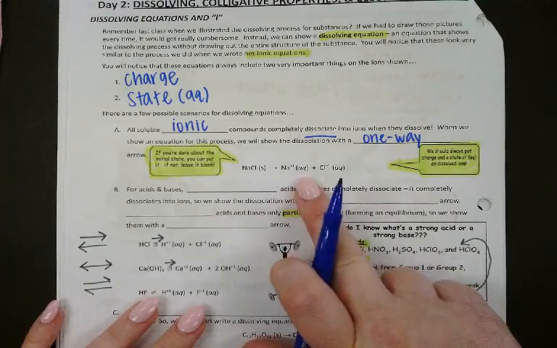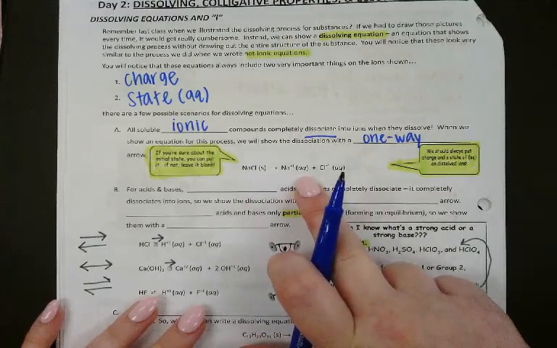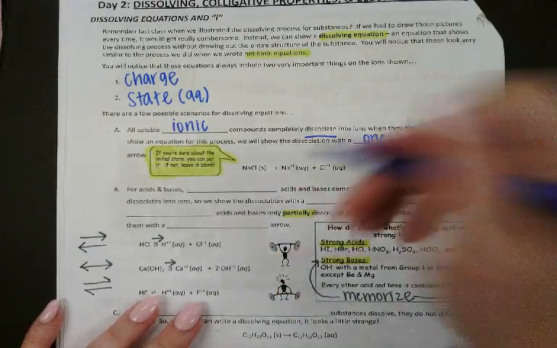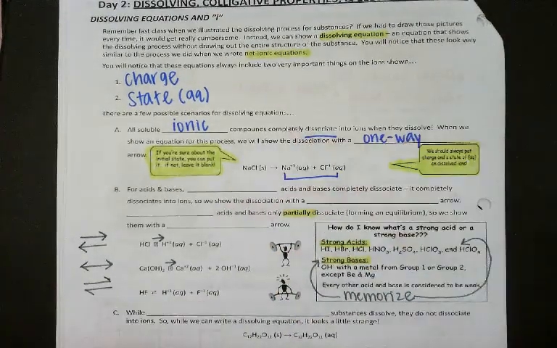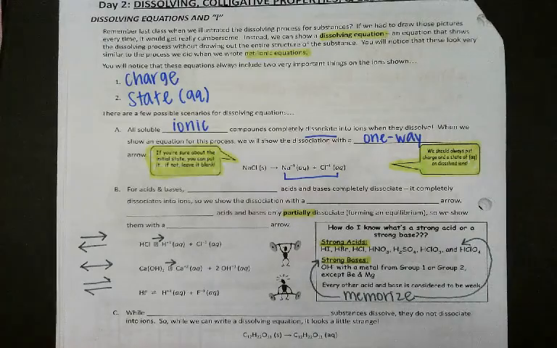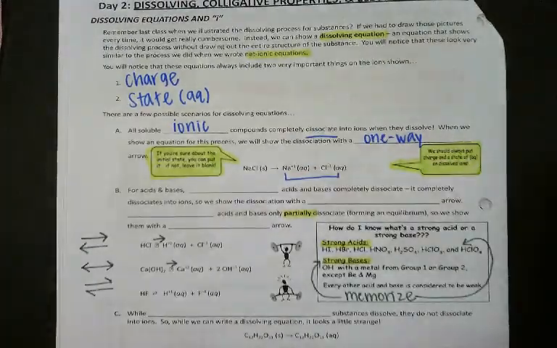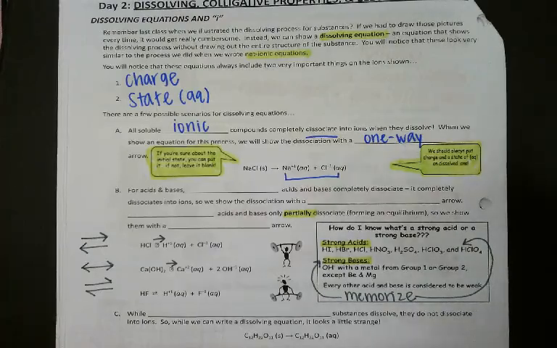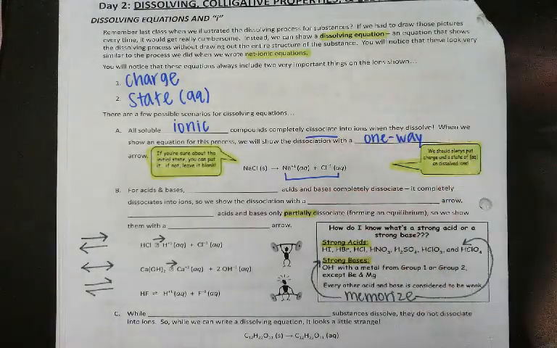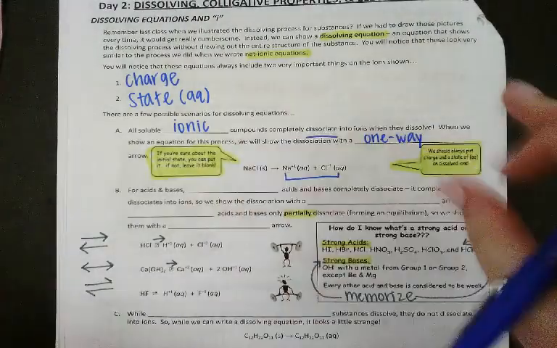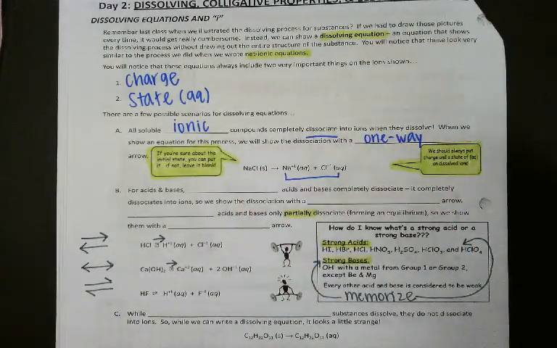However, you should always put a charge and a state of aqueous on the dissolved ions. That is required. Okay? You must have a charge and a state of aqueous for your dissolved ions. You do the same thing for other ones, but that was what we were talking about when we're talking about soluble ionic.